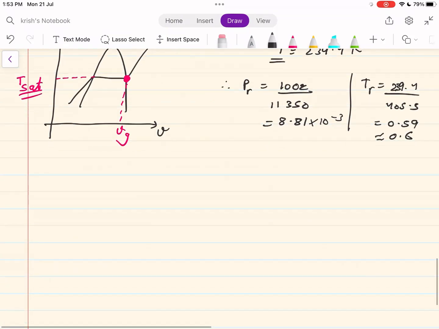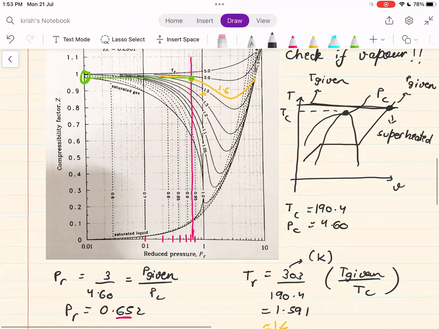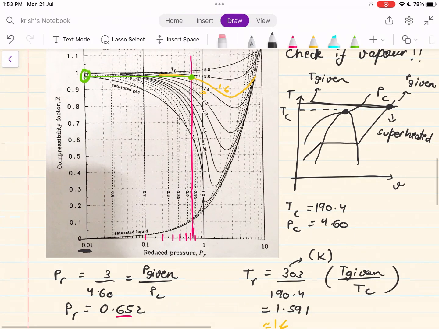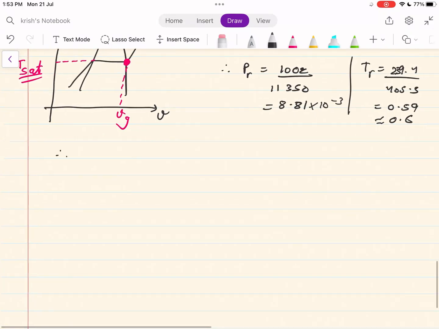Now, if we see the graph, we will notice that our scale only goes down to 0.01. But if we go back here, just for the sake of argument, we'll see that all of these lines are very, very convergent. So even without referring to the graph, if our PR is very, very low, we can say it is close to ideal gas behavior.